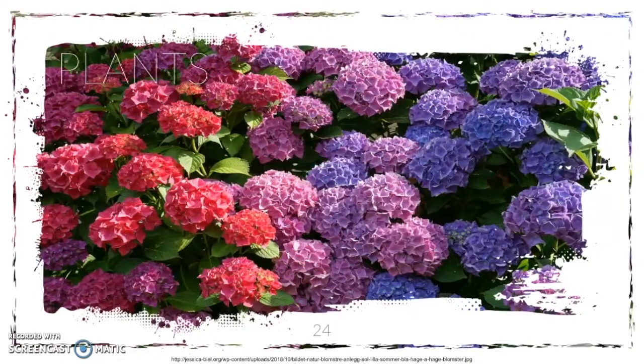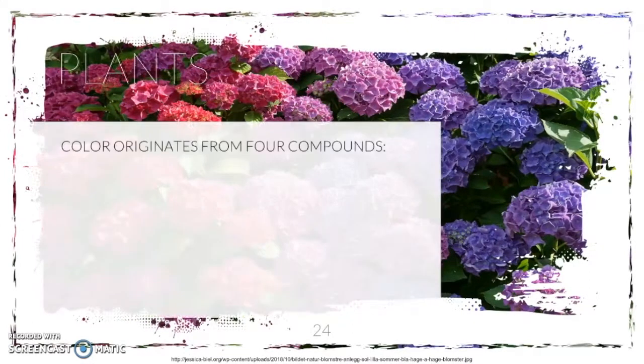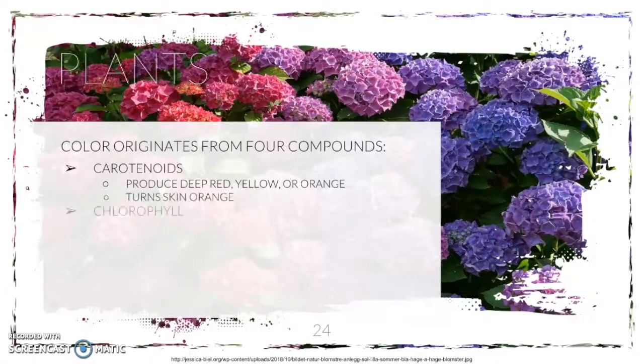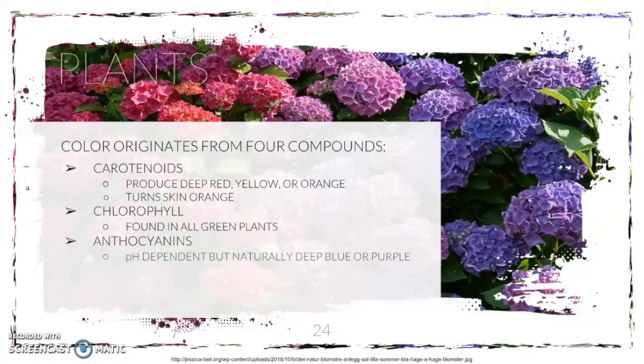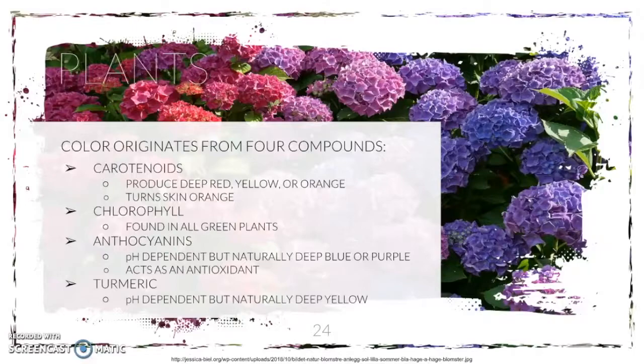Plants are a main place of naturally sourced colors. Their color originates mainly from four compounds: carotenoids, which are deep red, yellow, or orange in color; chlorophyll, which is found in all green plants; anthocyanins, which are pH dependent but naturally deep blue or purple; and turmeric, which is also pH dependent but naturally a deep yellow.